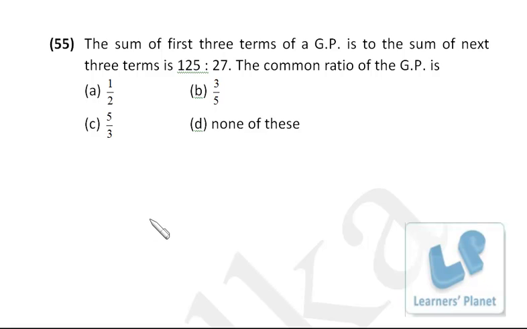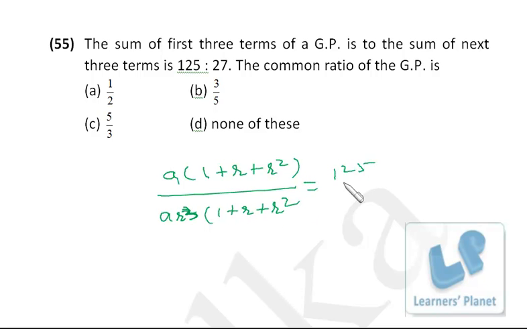I assume the first term to be A, the second term obviously will be AR, where R is the common ratio, and the third term will be AR square. So I take A as common, so A(1 plus R plus R square). This is the sum of the first three terms. Then the next terms will be AR cube plus AR 4 plus AR 5. So I take AR cube common, so 1 plus R plus R square, and the ratio of these two is 125 by 27. Okay, A(1 plus R plus R square) over AR cube(1 plus R plus R square).